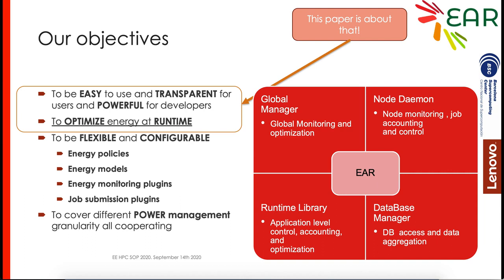metrics. The database manager is the component that reports all the information collected to the database. There could be multiple database managers in an installation, so you can have one or many depending on the system size. And the global manager is a component providing global monitoring and energy control at the cluster level.